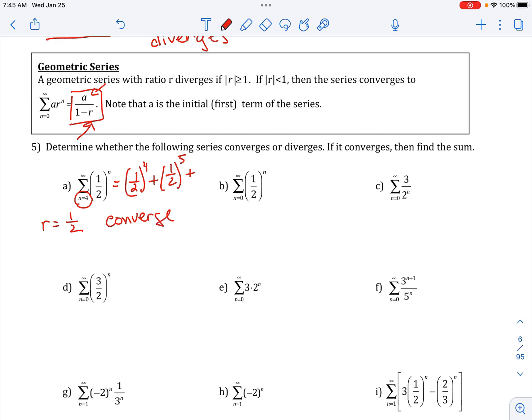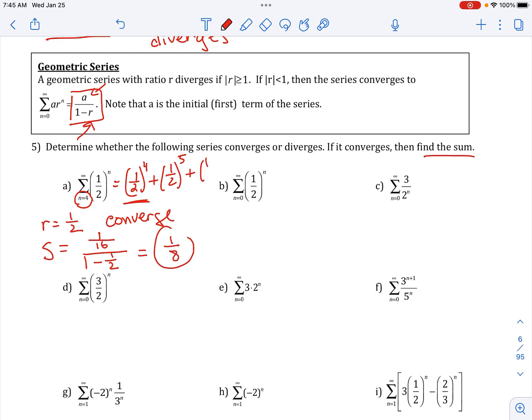So if it converges, I do want you to find the sum now. Your sum is going to be the first term, which in this case is 1/2 to the 4th, which is the same as 1 over 16. So a over 1 minus r. And if you simplify this, this is going to be 1/8.